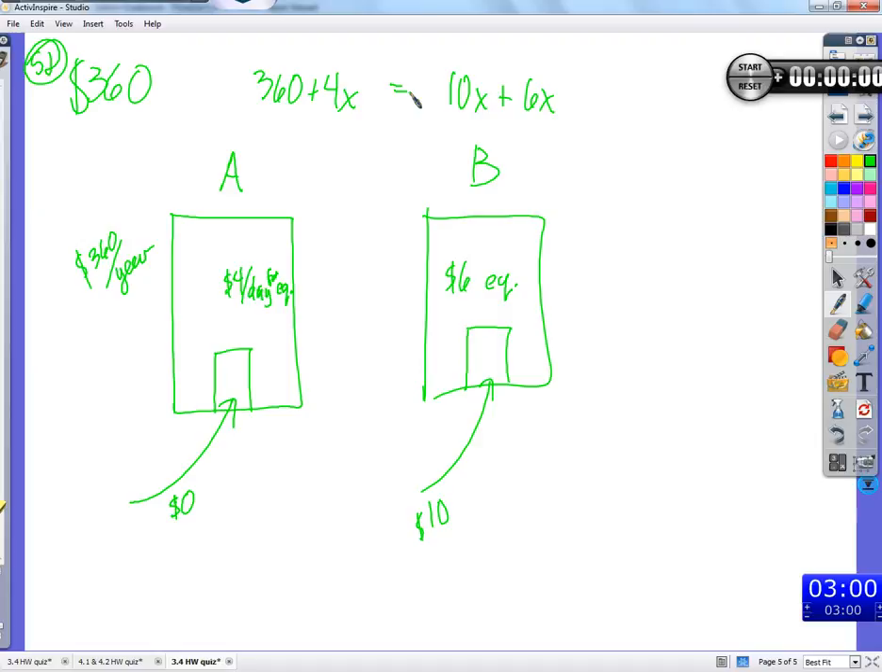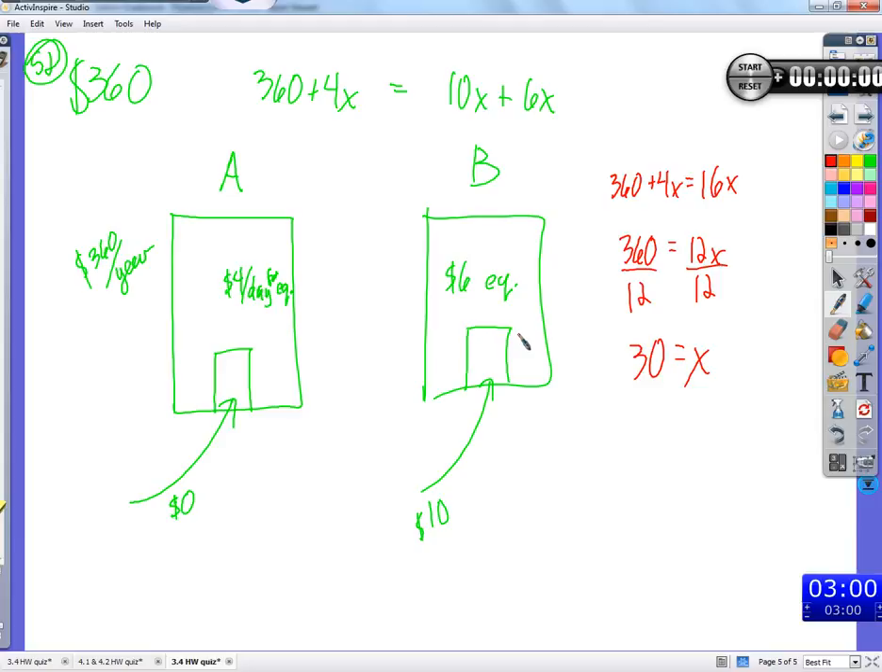Solve the equation. So you got 360 plus 4x equals 16x, right? Because you are just spending $16 total every day. 360 equals 12x, divided by 12. What's 360 divided by 12? 30. What does that mean, 30? 30 days. So on day 30, this guy and this guy will have spent the same amount of money.